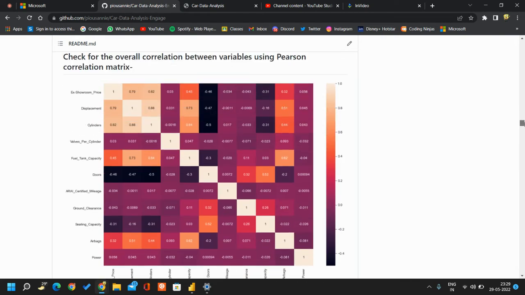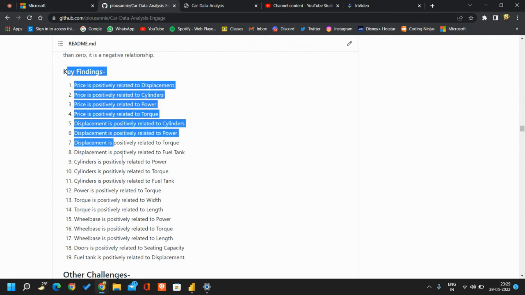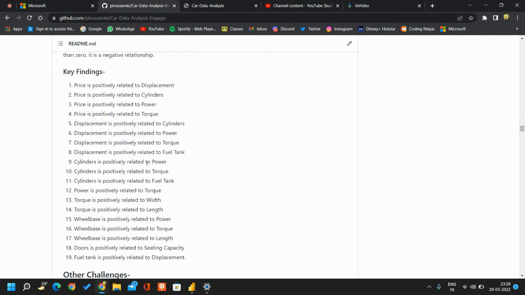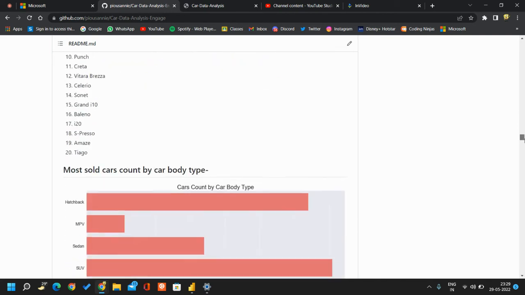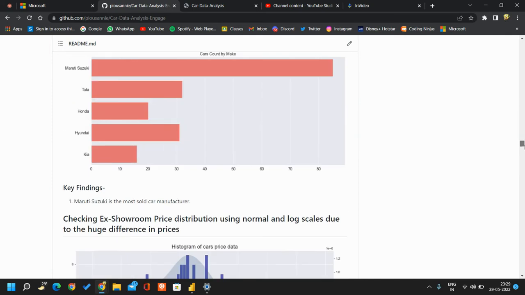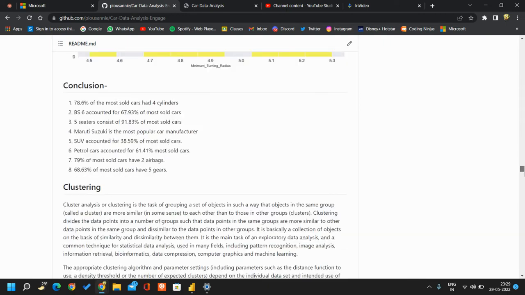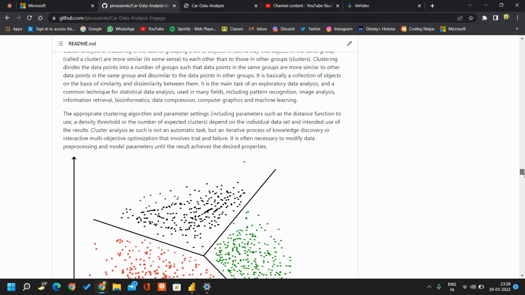Here we have Pearson's correlation matrix, and here we have the findings from the matrix, and we have found the positively related and the negatively related variables. Then we have again the data on the most sold units of cars. Again, basic data analysis. Here we have clustering.